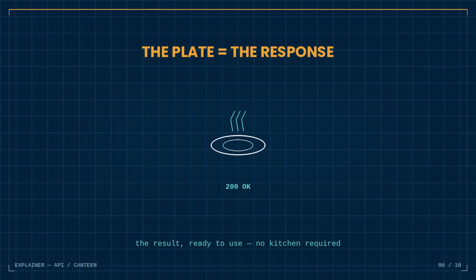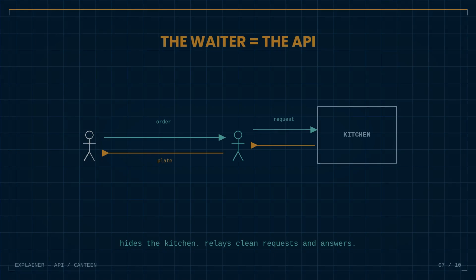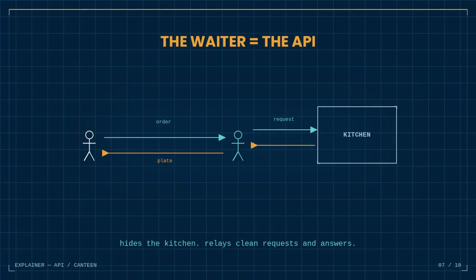The waiter is the API itself, the messenger standing between you and the kitchen. You never deal with the cooks directly. You tell the waiter what you want, the waiter takes it to the kitchen, and brings the result back. That's the whole point. The API hides the complicated part and just relays clean requests and clean answers.